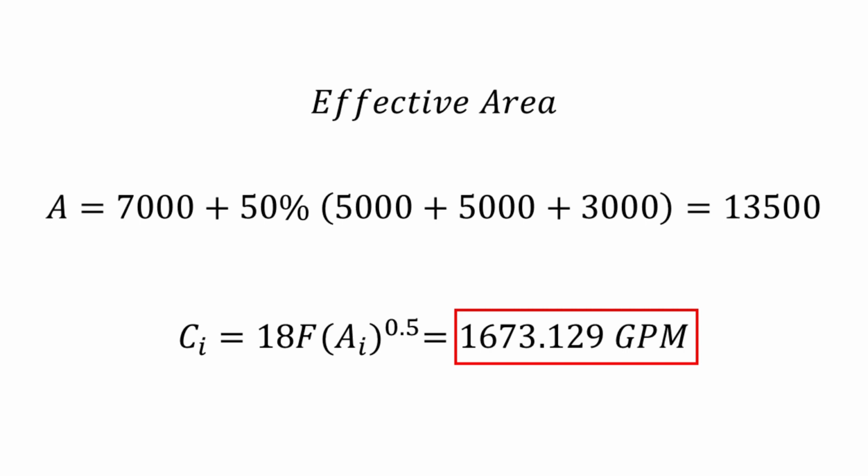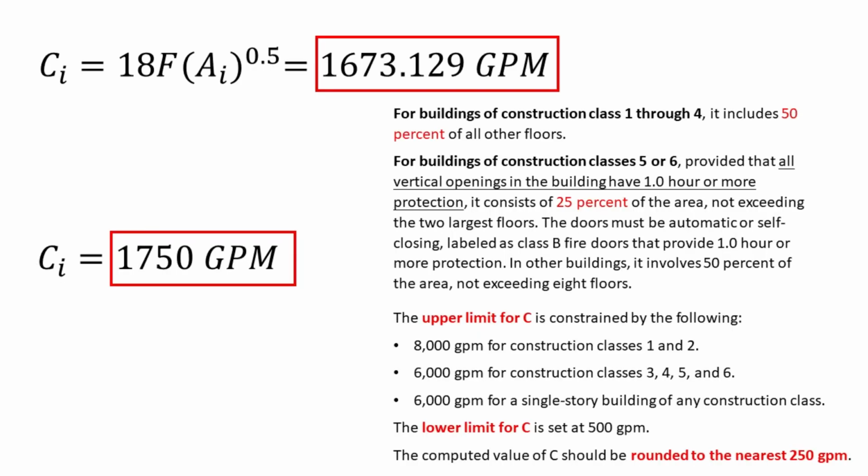Therefore, the construction factor C is 1673.129 gallons per minute. It is within the range of C for construction class 3. The value of C should be rounded to the nearest 250 gallons per minute. In this case, the nearest 250 gallons per minute from 1673 gallons per minute is 1,750 gallons per minute. We always round it up rather than rounding it down.